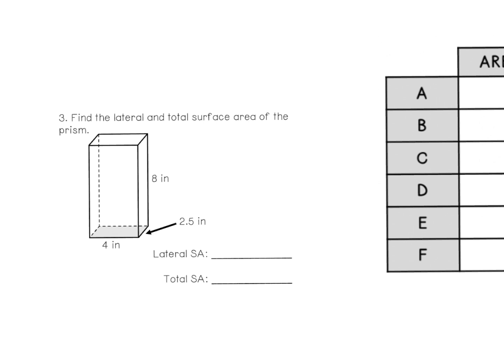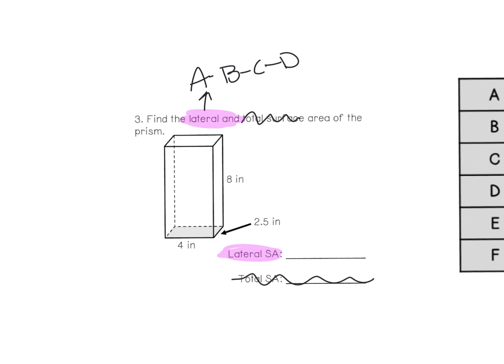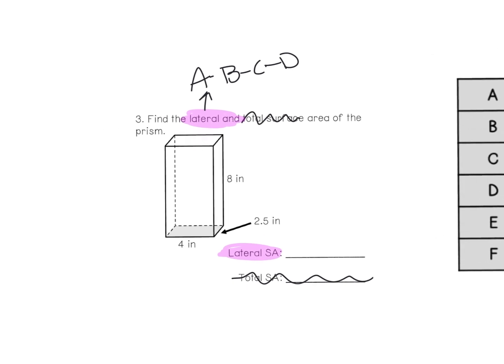We're going to take off total, so you can scratch that out, find the lateral only, which we just did, and the pieces that were for lateral were only A, B, C, and D. So I'm going to put that up here that I only need piece A, B, C, and D. Now because these aren't spread out, it might be a little bit harder for you to see, but we're going to label them the best we can.